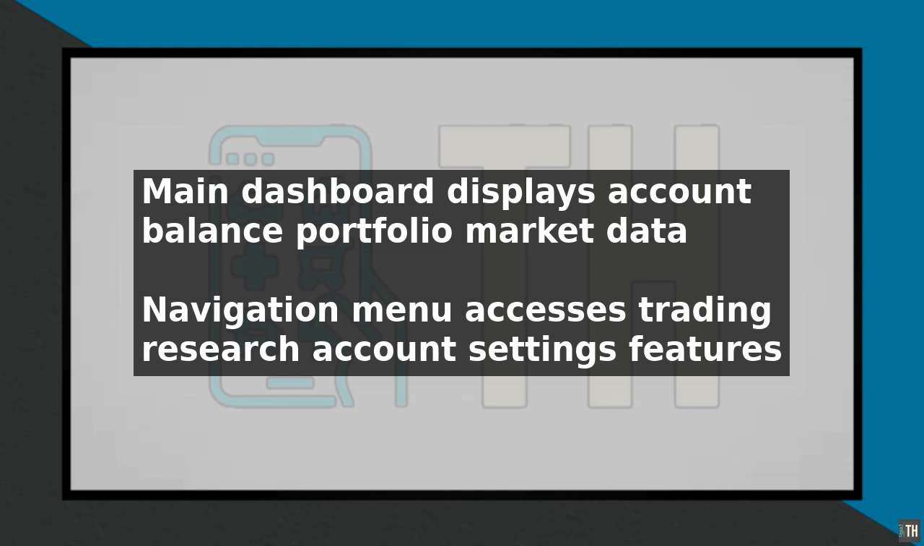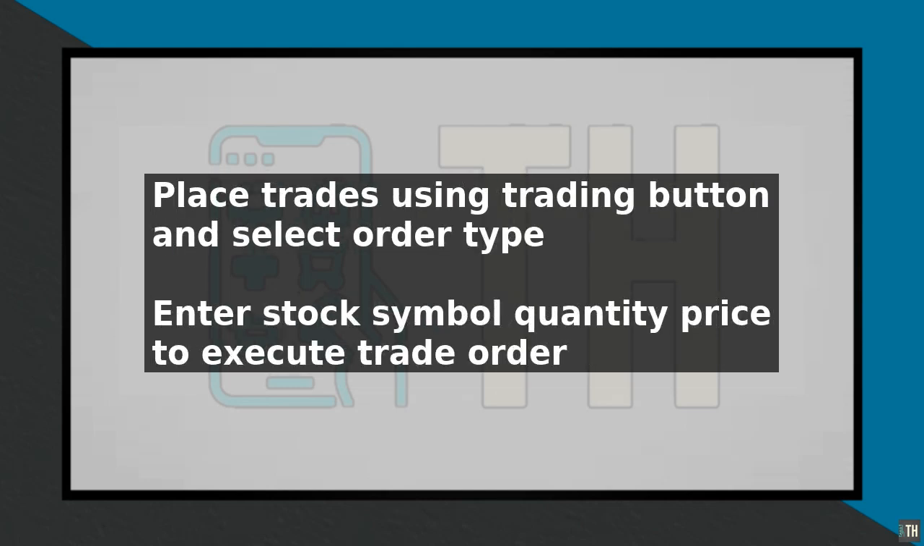To place a trade, click on the trading button in the navigation menu and select the type of trade you want to make, such as a market order or limit order. Enter the stock symbol, quantity, and price, and then click on the buy or sell button to execute the trade.